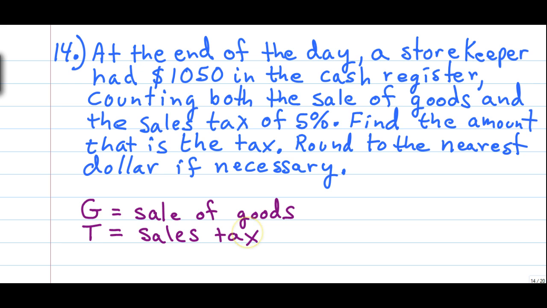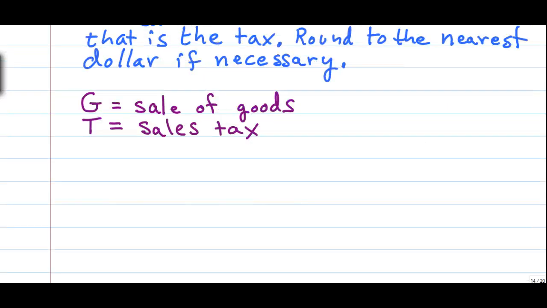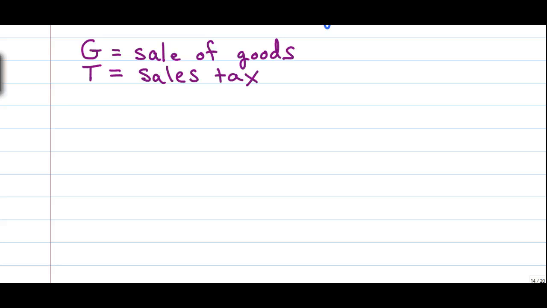Now that we've assigned variables, let's go ahead and create a formula to plug this information in. Let's scroll down a bit to give us a little more space. Looking at the review sheet, what we're going to do is add together the goods plus the tax. We know that the goods plus the tax equals what was in the register at the end of the day, which was $1,050. There's our first formula.